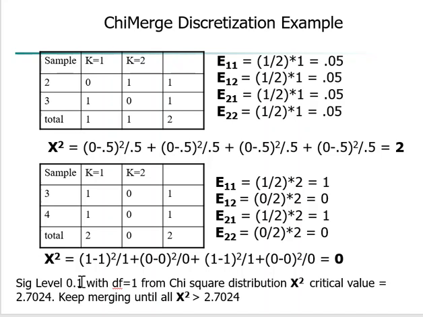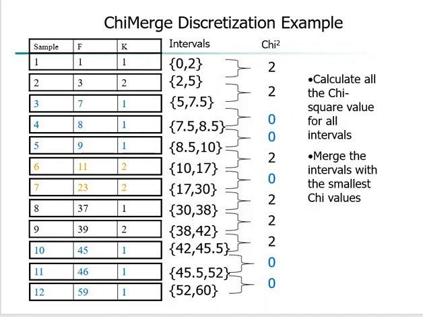Okay, so we hope to keep on merging those intervals. Eventually, we want to find those intervals that have a chi-square value that's greater than 2.7. That would indicate that the intervals that we found correlate with the class labels. Okay. So here we tested the chi-square on each pair of the intervals, and here are our chi-square values, and we will merge starting from the smallest chi-square value. Okay, so here 0 is going to be merged, so all those are going to be merged.